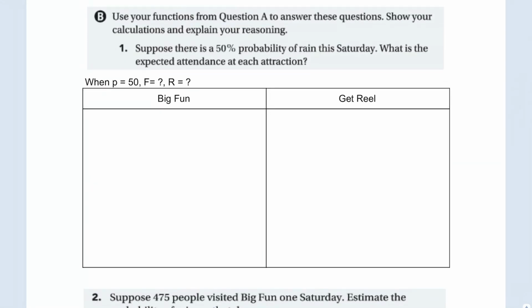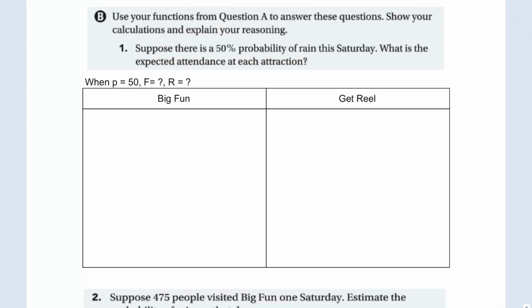B, it says use your functions from question A to answer these questions. Show your calculations and explain your reasoning. Suppose there is a 50% probability of rain this Saturday. What is the expected attendance at each attraction? And then we give you guys a little hint here. When P equals 50, what does F equal and what does R equal?